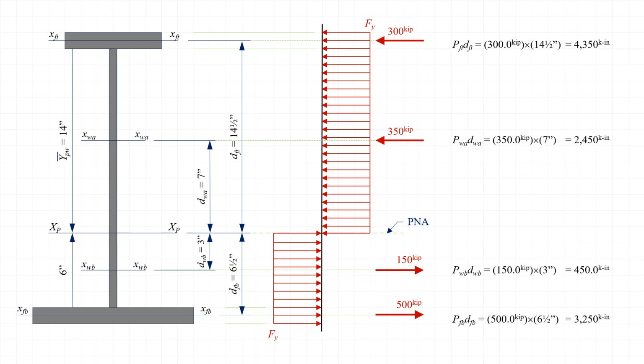Note that even though 2 of the plastic force resultants are acting to the left and 2 are acting to the right, they all act to create a counterclockwise moment about the plastic neutral axis. Thus, they are all treated as positive.